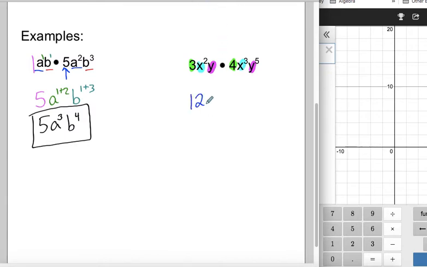For the x's, we have an x to the 2 and an x to the 3. So we're going to have an x to the 2 plus 3. And 2 plus 3 will add to be 5. So the power on the x will be a 5. For the y's, here we have a y and it didn't have a power, so that's a power of 1. And on the far right, we have a y to the power of 5. So we're going to add those exponents. 1 plus 5 is 6. The power on the y will be 6. So my answer is 12, x to the 5th, y to the 6th.